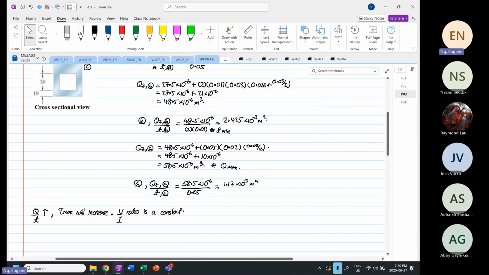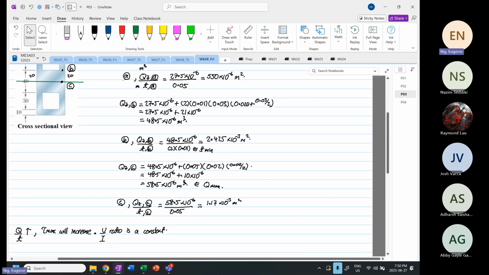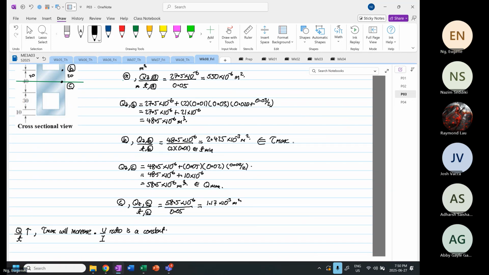So from here, based on what we have done, this is where tau max will occur. No doubt, it does not have the highest first moment of area. However, the thickness is smaller.